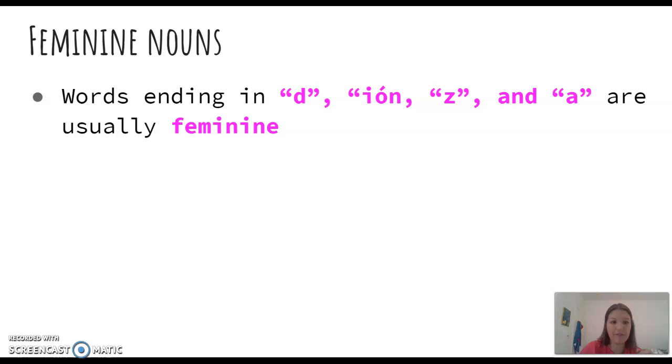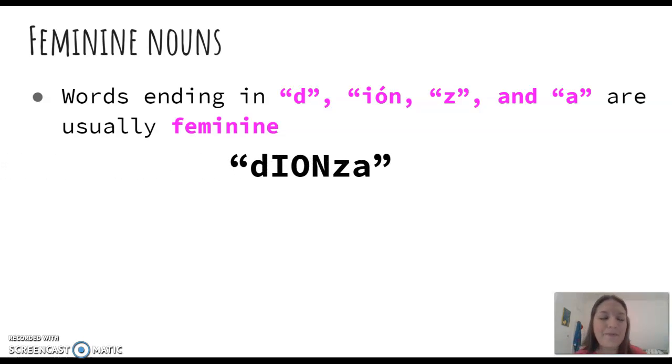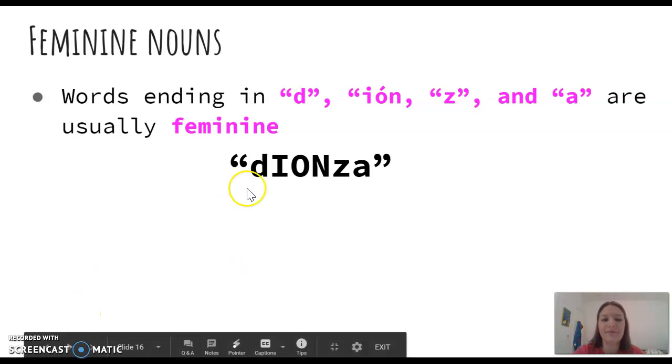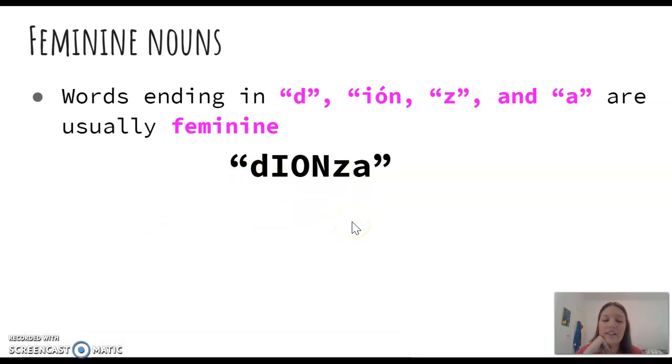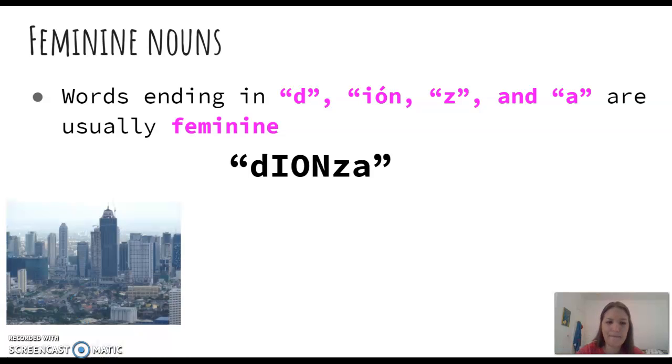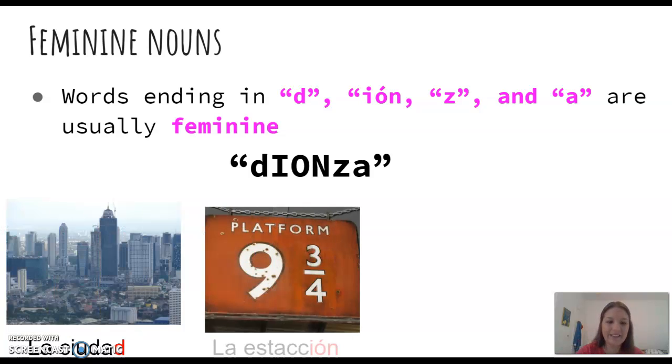Okay, so the acronym for this is known as DIANZA. DIANZA. So the A one you already had, but now we're adding these three others. DIANZA. Okay, so for example, la ciudad, ending in D. La estación, okay, ending in ion.